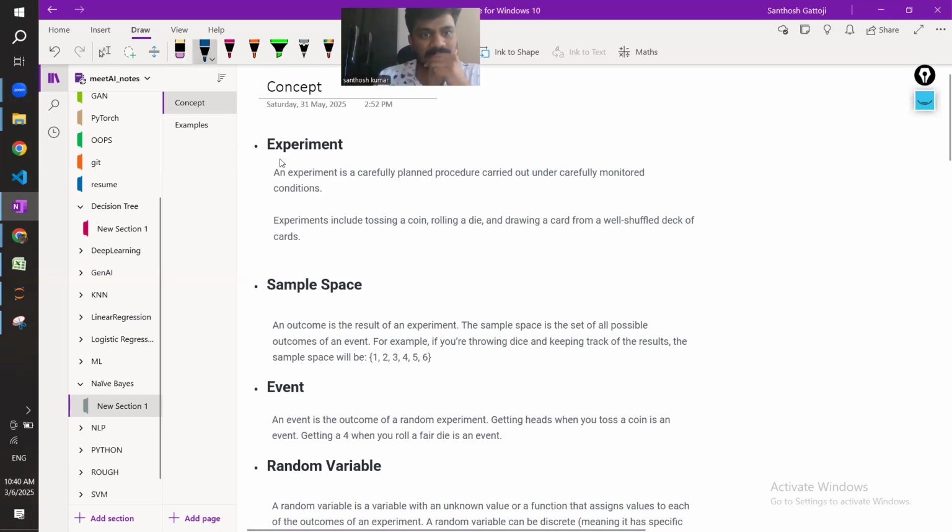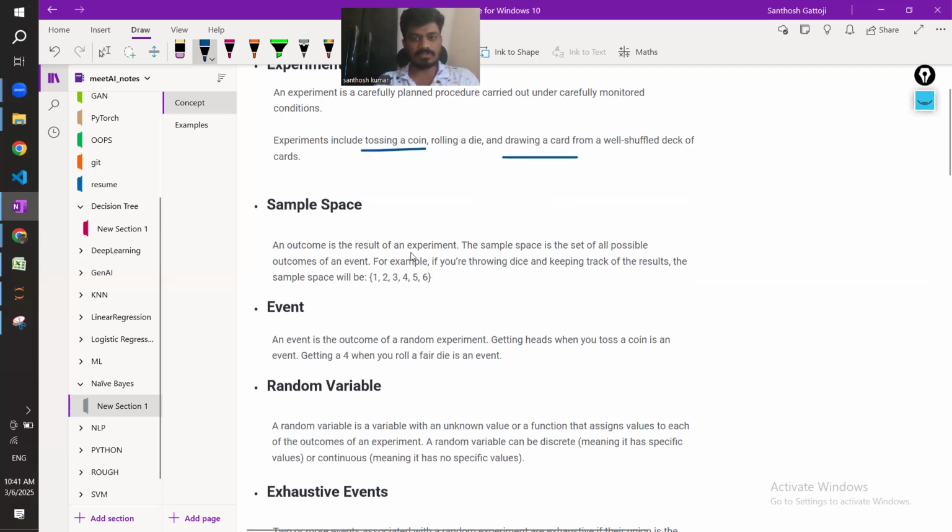So, for example, as we see here, what is an experiment? An experiment is a carefully planned procedure carried out under carefully monitored conditions. These are just definitions, okay? So, just for your idea, experiments include tossing a coin, rolling a dice, drawing a card from a well shuffled deck of cards. All these are experiments, okay? Only when you do some experiments, based upon the output, you'll calculate the probabilities, okay?